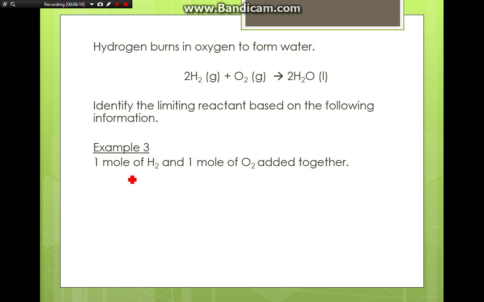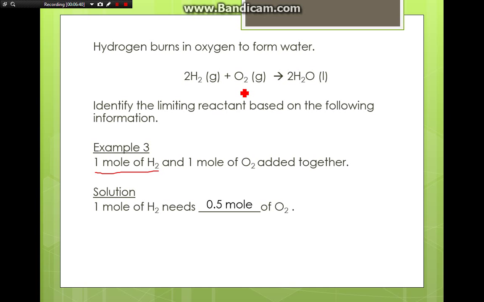Let's look at the third example. Same reaction again, different amounts mixed together. Here we have 1 mole of hydrogen mixed with 1 mole of oxygen. I think by now you know the drill. We'll write a statement based on the first piece of information. 1 mole of hydrogen will need half mole of oxygen. This is what is needed. I need half mole of oxygen. I've added 1 mole of oxygen. So in this mixture, we have too much oxygen added. Oxygen will be your excess. Your hydrogen will be the limiting reactant.